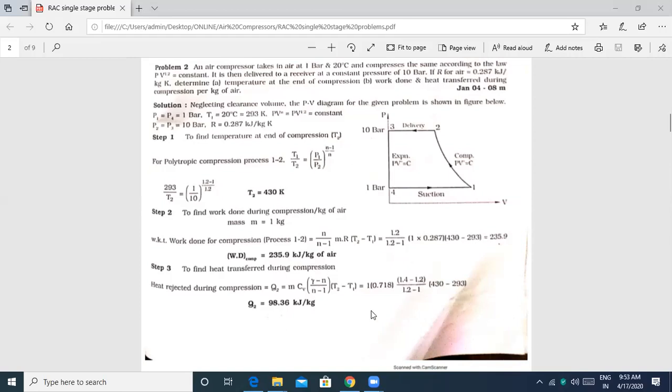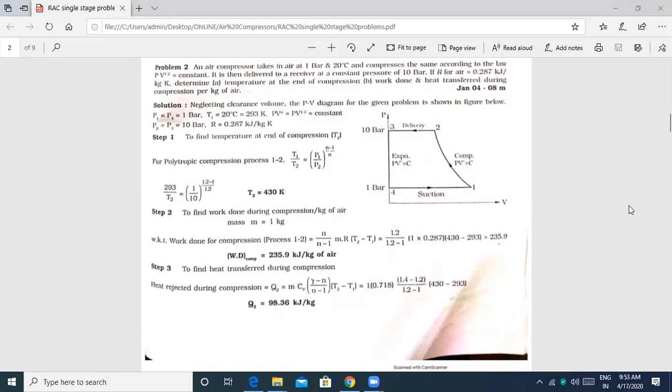What is the change in internal energy? Q equals delta U plus W. We know Q, we know W, so from that you can find delta U. Delta U equals Q minus W. In this case, you'll get a negative answer. The negative sign indicates that it is a compression process. So negative always indicates that the process is of compression type. For expansion, you will get a positive value. Remember, this is how to find the work done and heat transfer in a polytropic process.